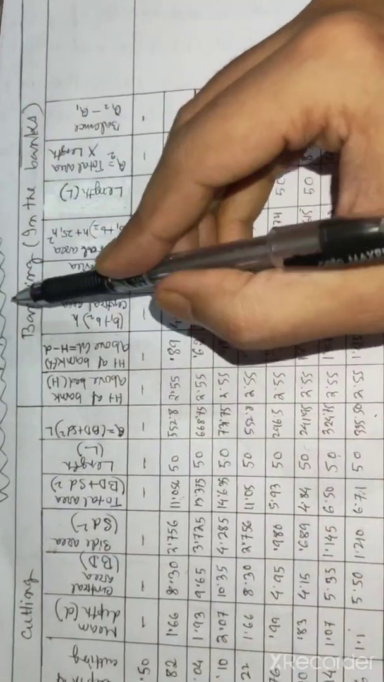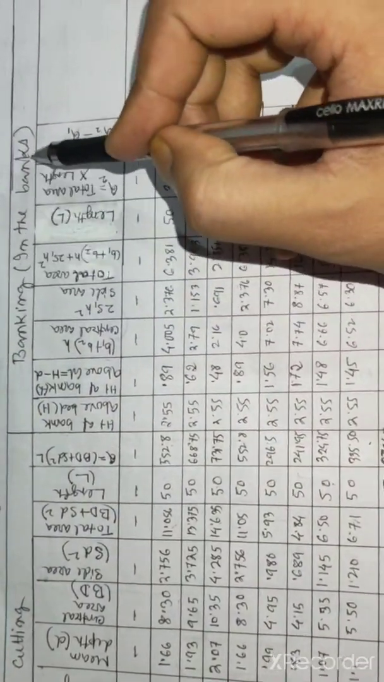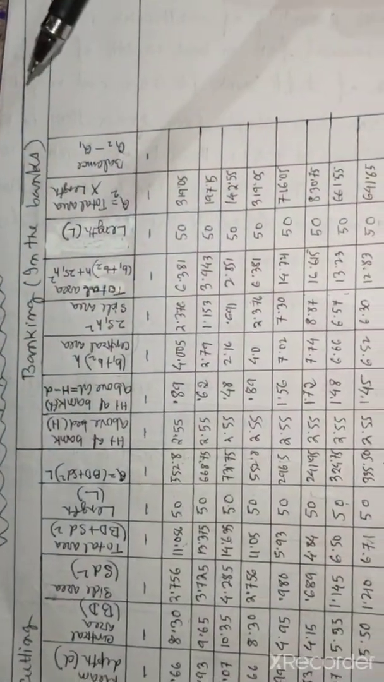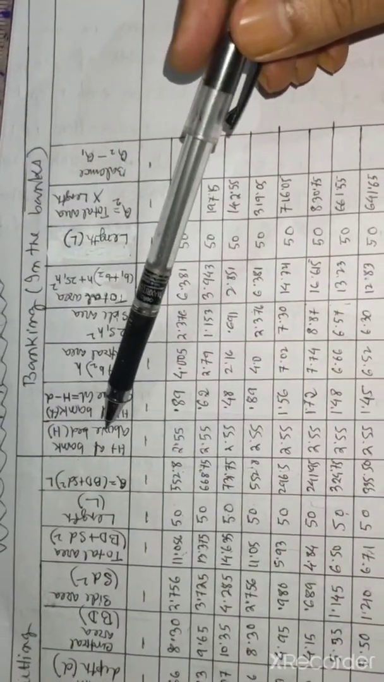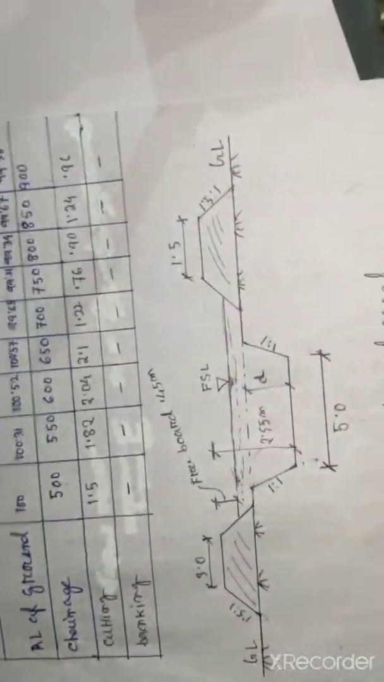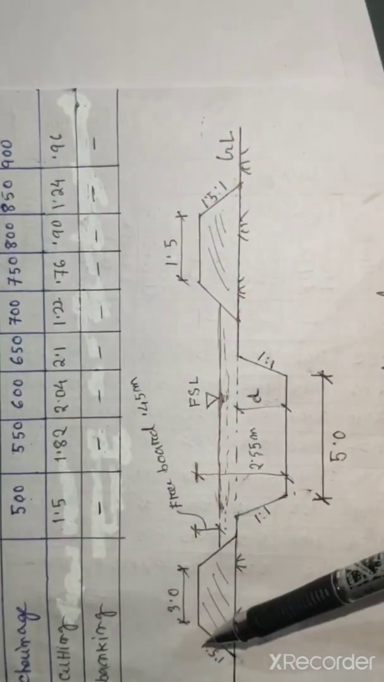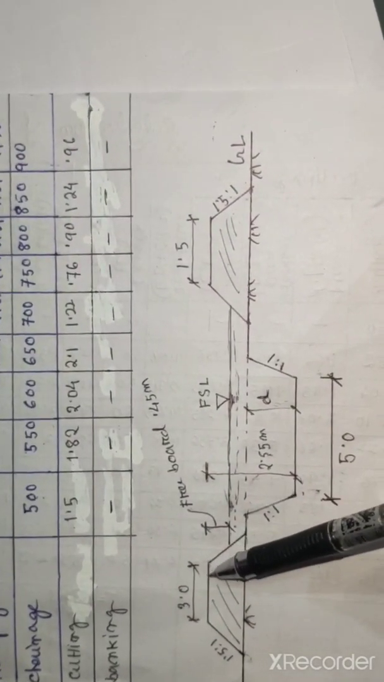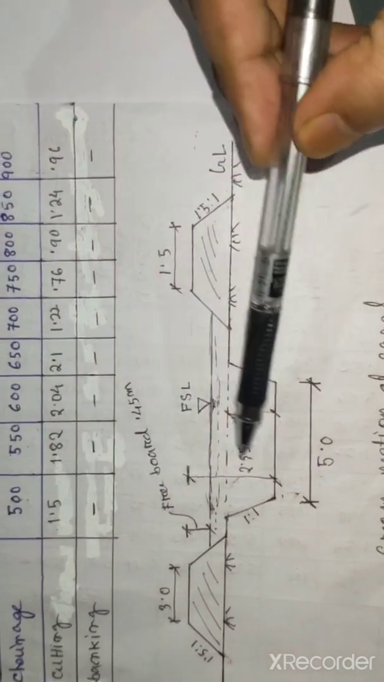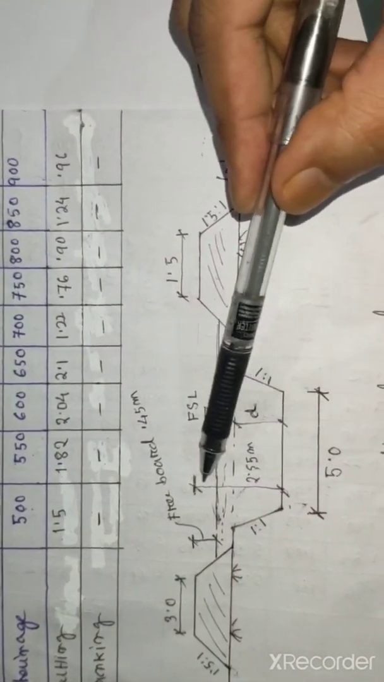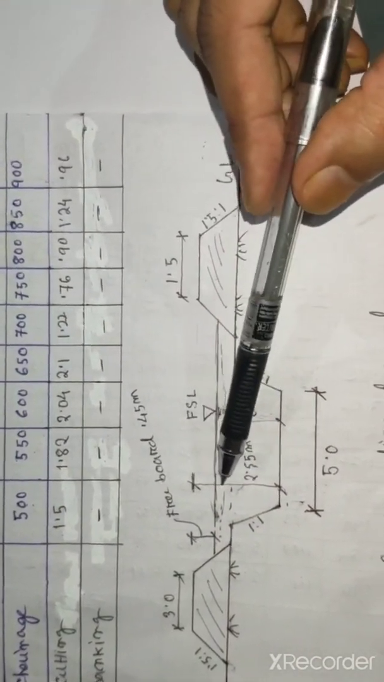Now let us come to banking. In the banks, what is the height of the bank above the bed? For that, let us go to the figure once again. Height of the bank above the bed, we have already found out to be 2.55. It is given in the question.